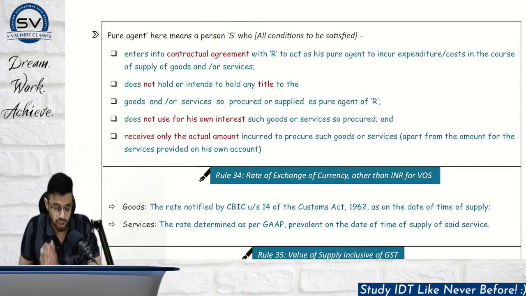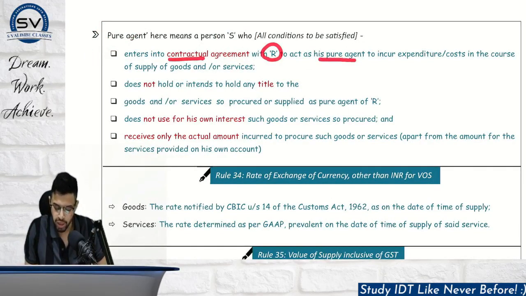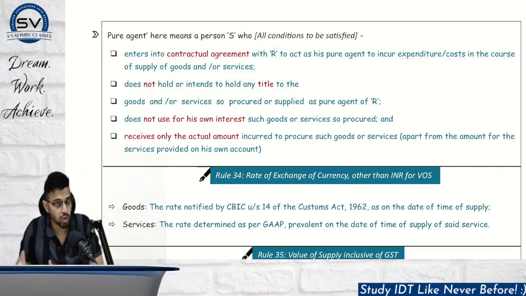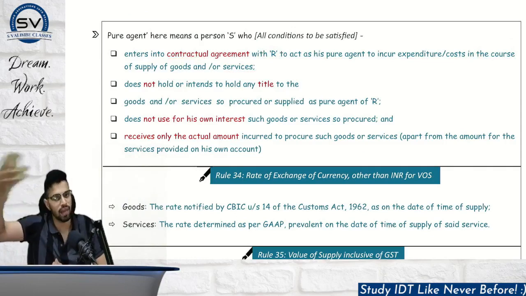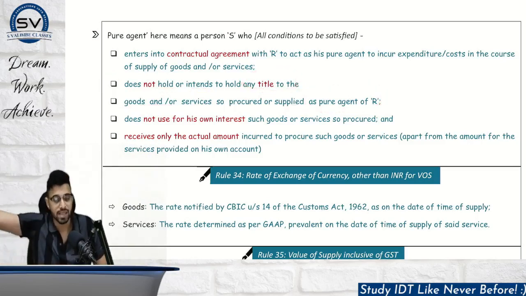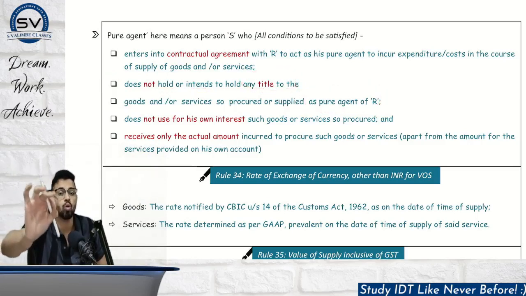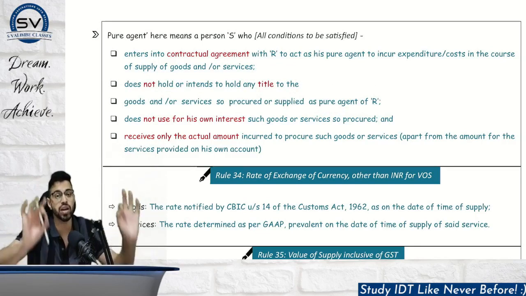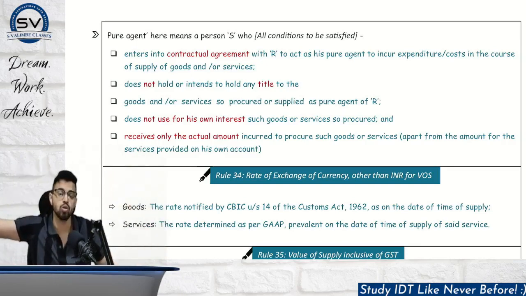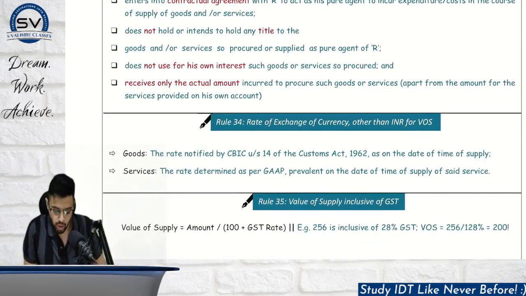So the supplier will be a pure agent if he enters into a contractual agreement with R to act as his pure agent to incur expenditure or cost in the course of supply of goods and services. So they are in a contractual agreement that you are going to do this work for me and I will reimburse later. He does not hold or intend to hold any title to the goods and services so procured or supplied. The title will be given to the recipient. The supplier is doing this only as a favor and as an administrative convenience for the recipient. He is not holding any title. Title is with respect to the recipient only. Okay. He does not use such goods and services so procured for his own interest.